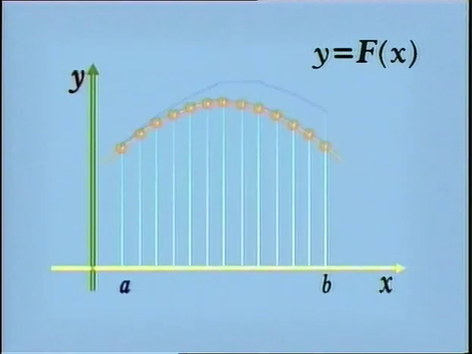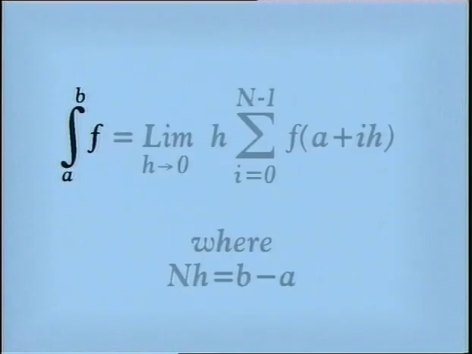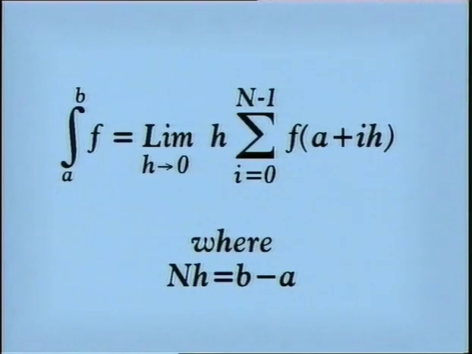Then we could halve h again, and continue doing this until our approximation to the graph of the antiderivative and to the definite integral is as accurate as required. In fact, what we're saying is that the definite integral of little f from a to b is equal to the limit of this sum as h tends towards 0, with the product nh held fixed at the value b minus a.